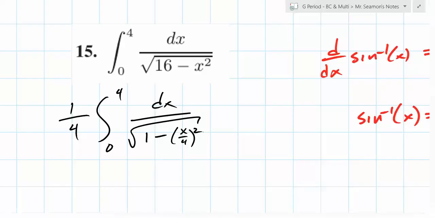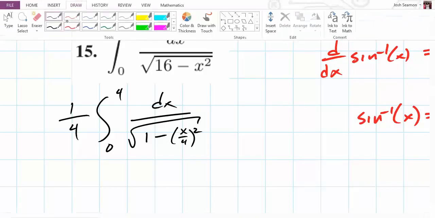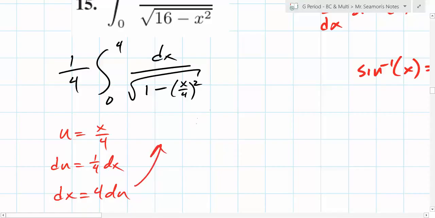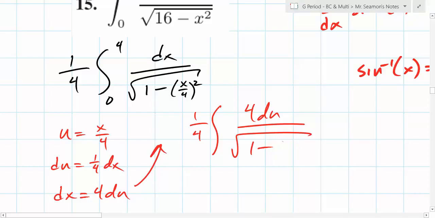Okay, now are we pretty good? What can we use? Not yet. What can we use? U substitution. Thank you. Nice. Okay. What's u going to be? x over 4. So du is 1/4 dx, and therefore dx is what? 4 du. We substitute that in, and we get 1/4 the integral of, instead of dx, we write 4 du over the square root of 1 minus u squared.